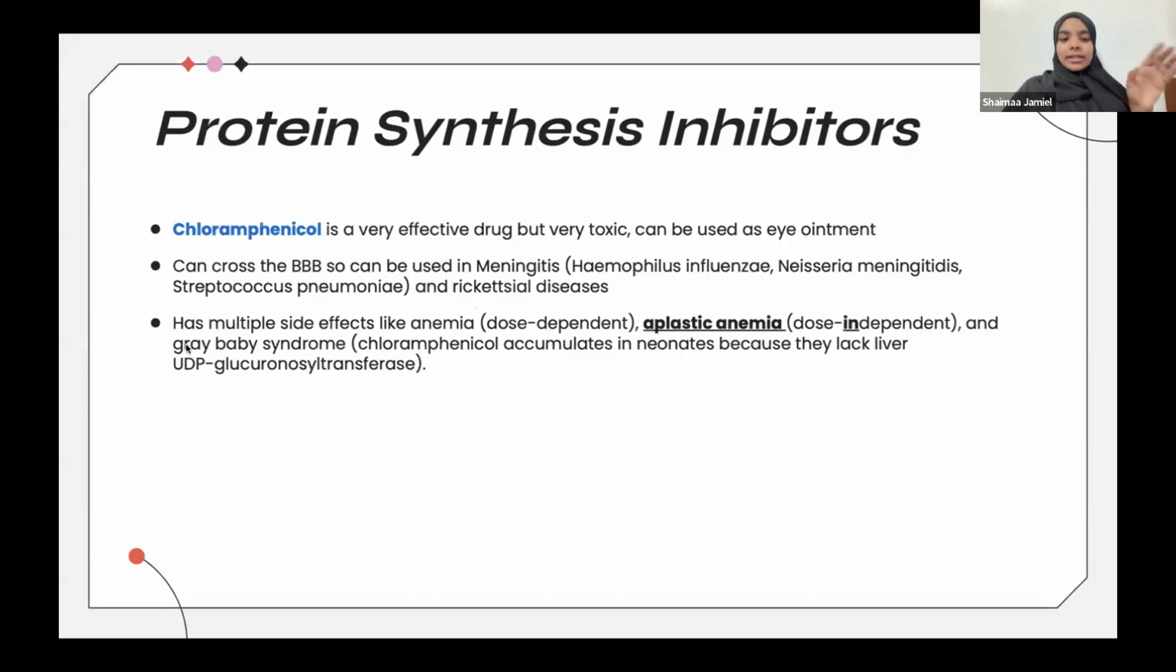And then the last thing is gray baby syndrome, and this is because chloramphenicol is going to accumulate because it needs to be metabolized by the liver, and the enzymes, UDP, whatever this is, are kind of immature in the neonates, and therefore when chloramphenicol accumulates, they're going to have gray baby syndrome. So chloramphenicol, most likely 2 questions you're going to be asked about, either the aplastic anemia or the gray baby syndrome. Okay.